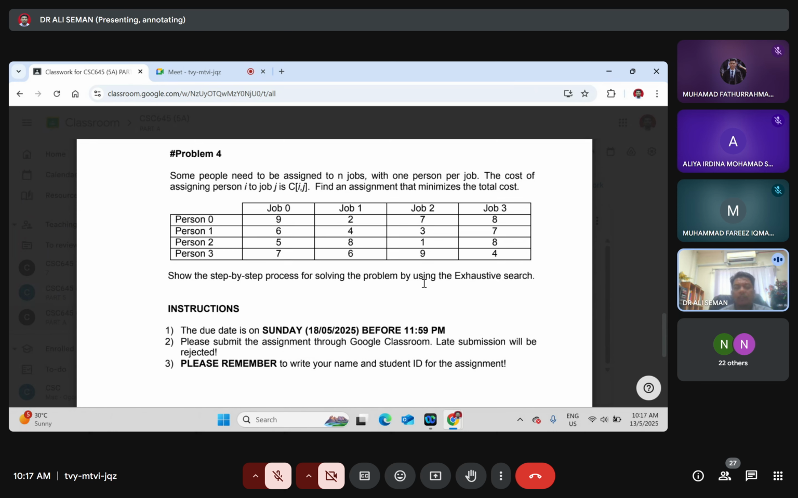This is divide and conquer. So the instruction here: the due date is this coming Sunday, 18th May 2025, before 11:50 p.m., or basically before midnight. Please submit the assignment through Google Classroom. Late assignments will be rejected. Please remember to write your name and your student ID on the assignment.